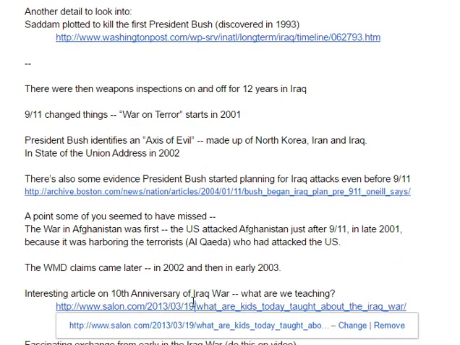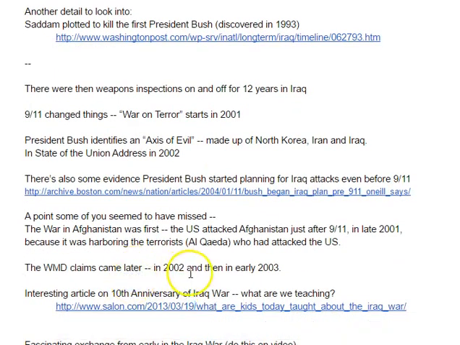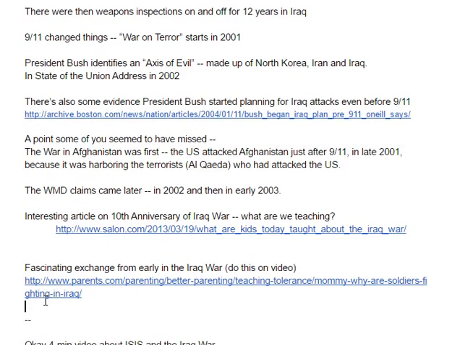The WMD claims came later, in 2002 and then early 2003, and that's where the record gets a little murky, and you can look into that a little bit. This is a fascinating article on the 10th anniversary of the Iraq War. How do we teach it? The basic answer is we don't.